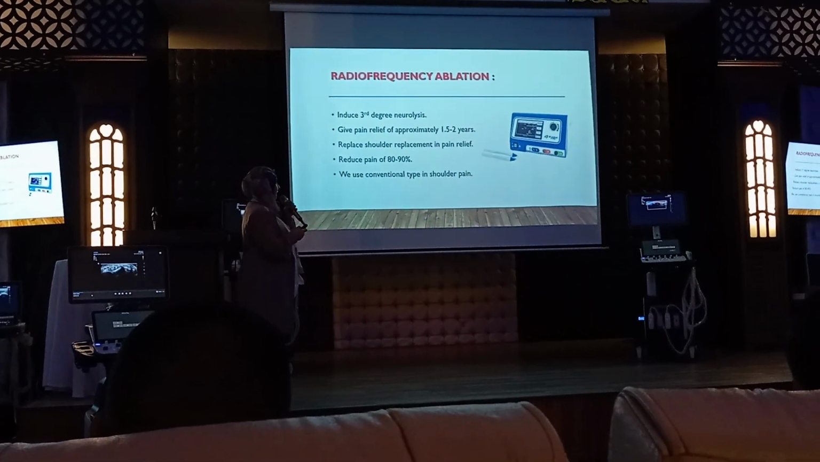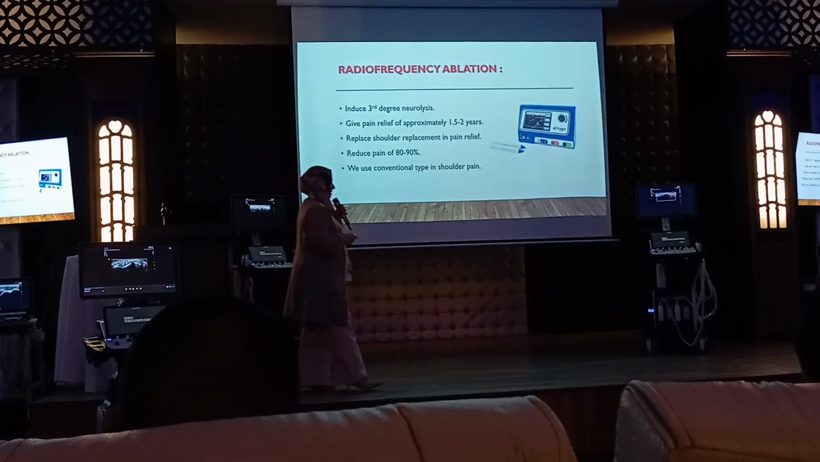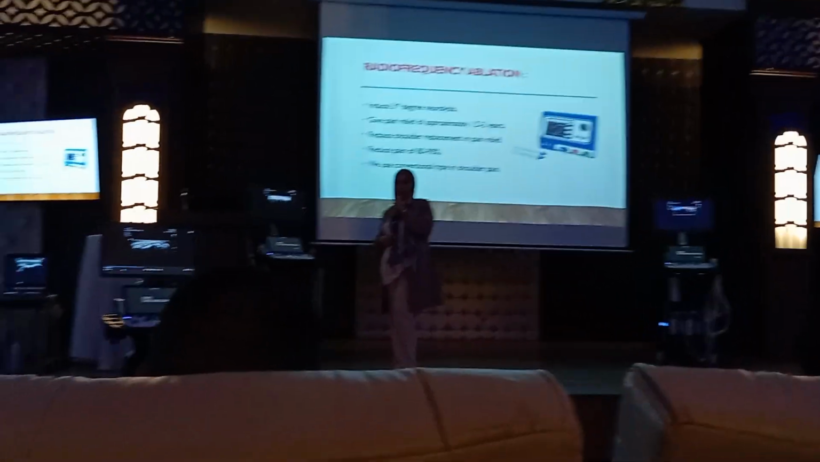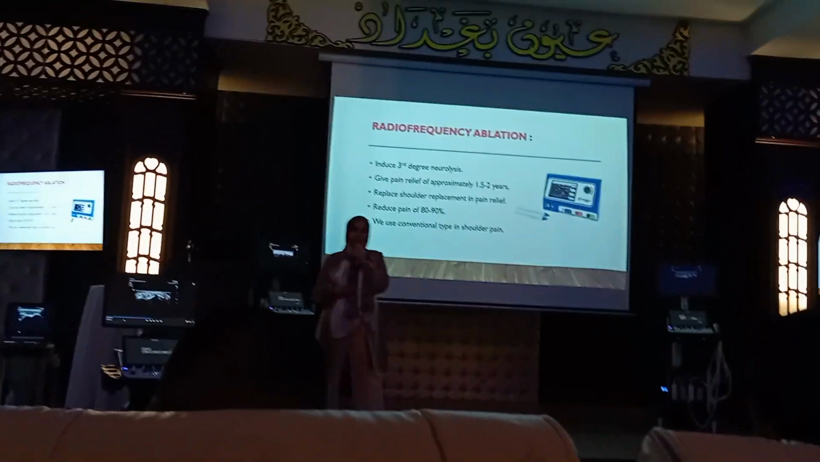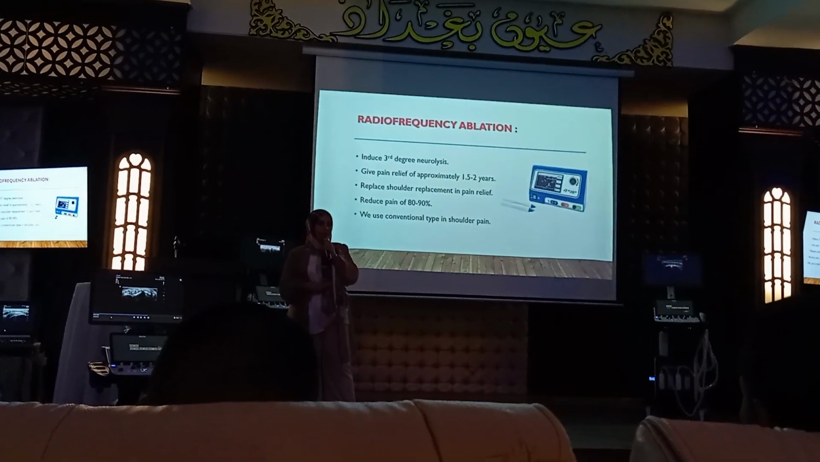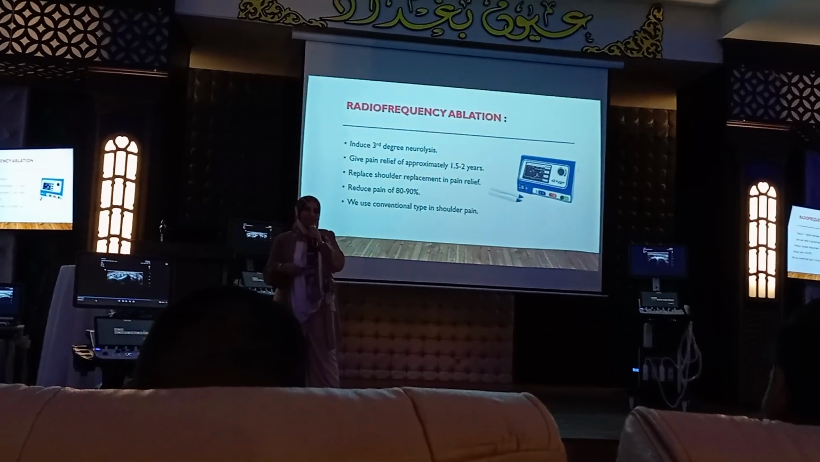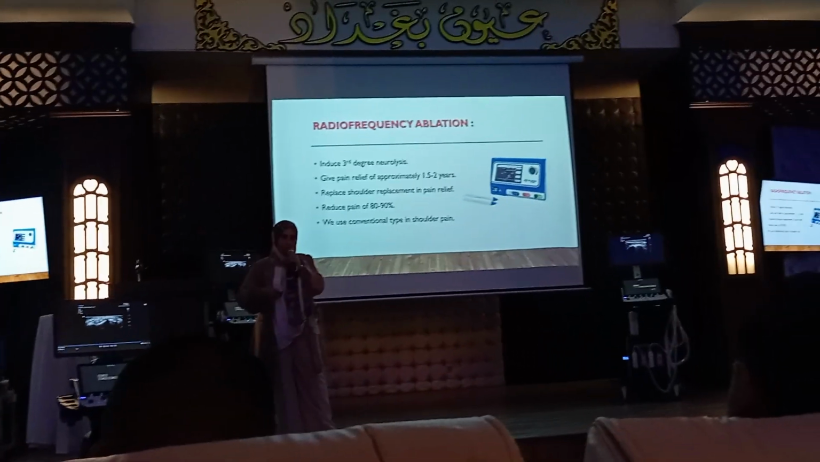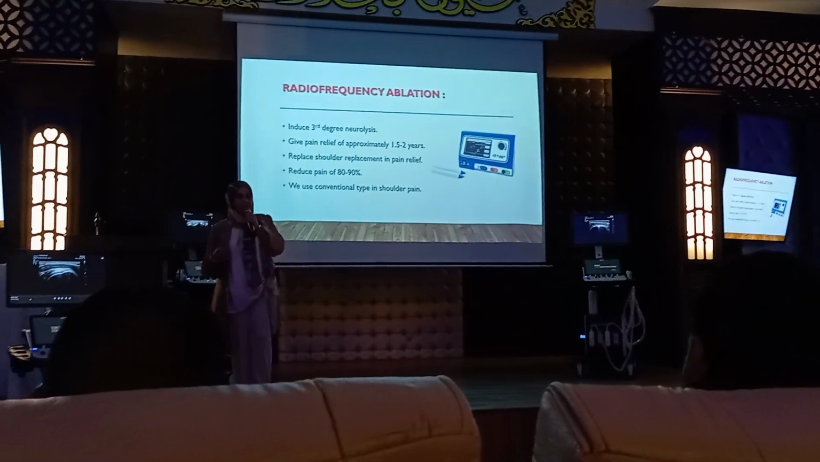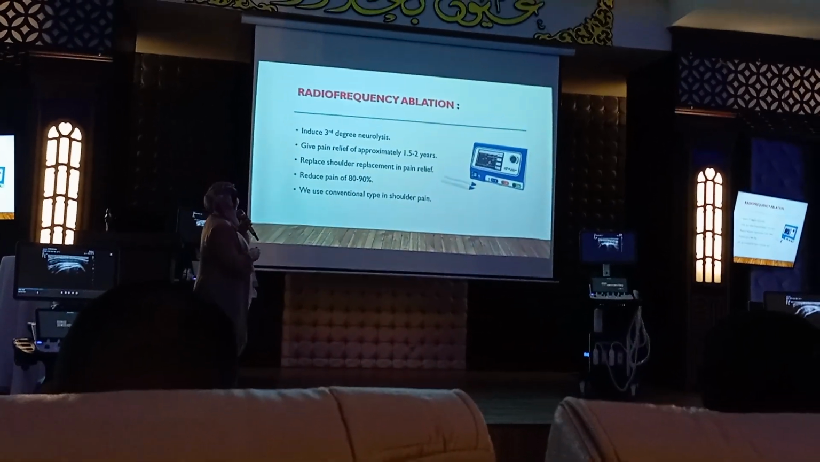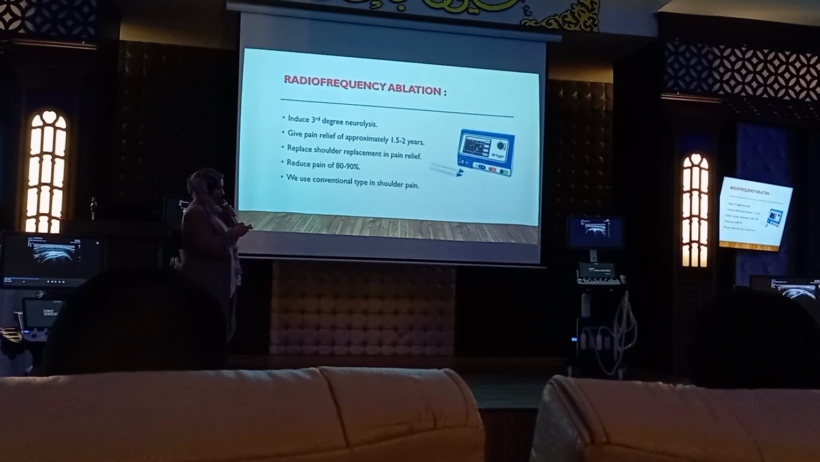And we have several types of radiofrequency. We have conventional type, we have pulse type, we have monopolar and bipolar type. By conventional, we mean continuous temperature. Pulse is pulsed temperature. It is neurolysis and then not, neurolysis and then not. So there are many types available, but in the shoulder we use the conventional type.